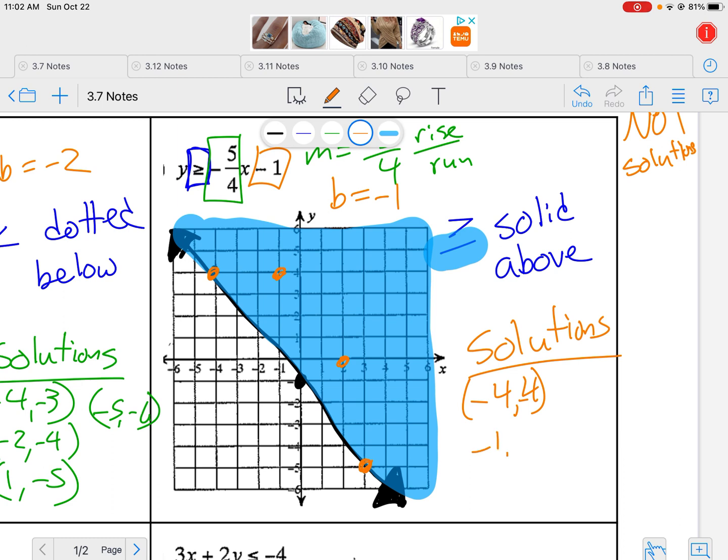It can be -1, 4. We can get 2, 0. We can also get 3, -5. So again, if it's a solid line, our solutions can be on the line, but if it's dotted, they cannot be.